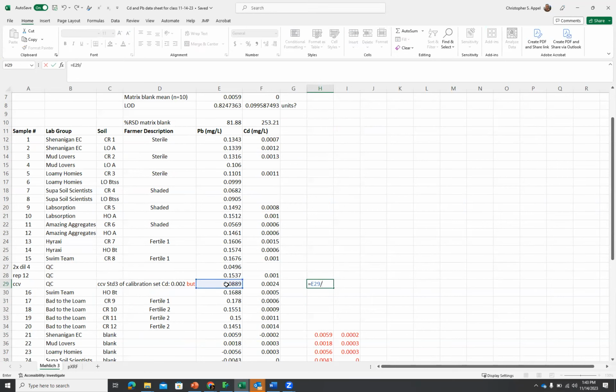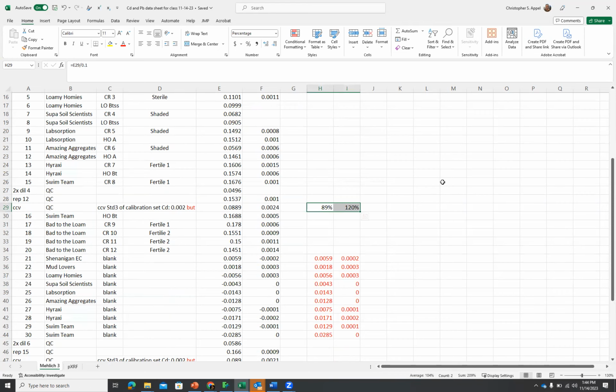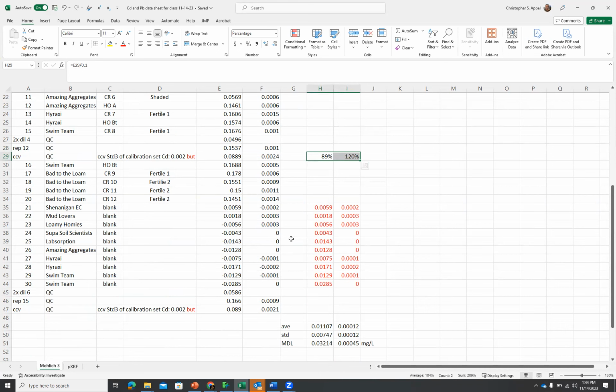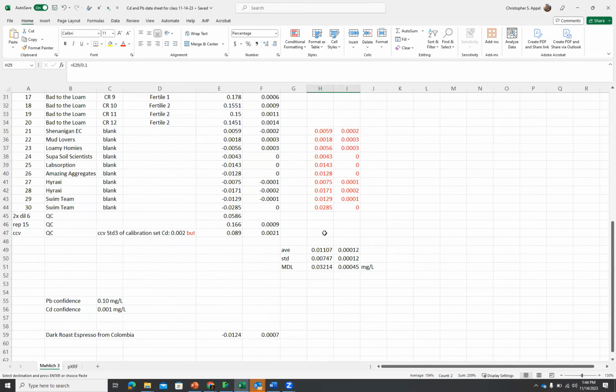There's the measured divided by the known for lead. What was it? Was it 0.1? Do you remember, Tony? 0.1. Okay. And then for cadmium is 0.002. And we'll make that 100%. Then I'm just going to copy that and come down to the next time that I determine the CCV, which is here, bottom.